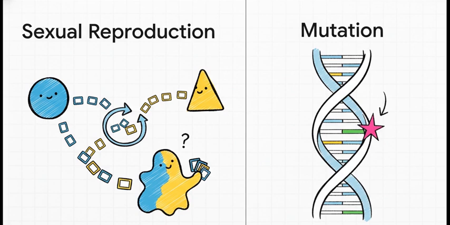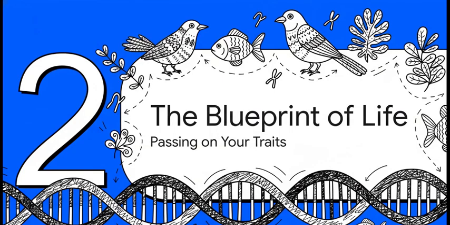The second source is mutation. This is a totally random, spontaneous change in the DNA. It's like a little typo in the giant recipe book of life. Now, most of these typos don't do much, but every once in a while, a typo accidentally creates something new and brilliant.